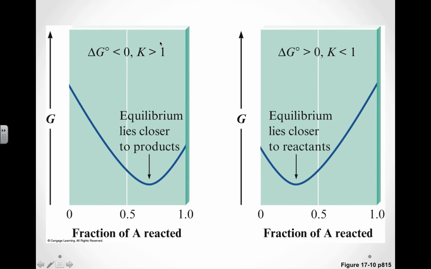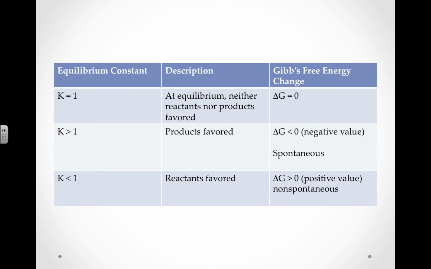But here we've got a little relationship. If K is much greater than 1, we're going to see that delta G is less than 0. If K is much greater than 1, that means we have a very product-favored equilibrium, and the reaction is going to be spontaneous in that it goes from reactant to product without outside intervention. But if K is less than 1, the reaction is probably not very spontaneous. Delta G is greater than 0. It's positive.